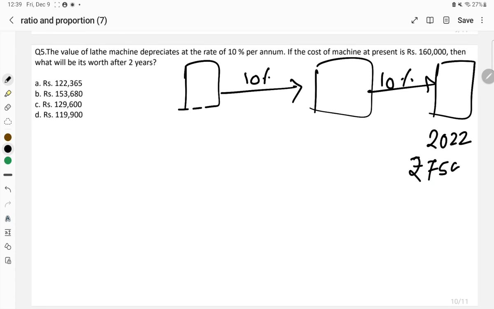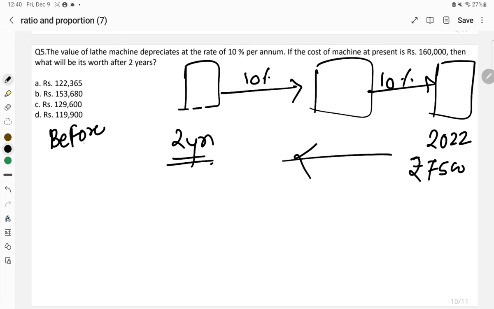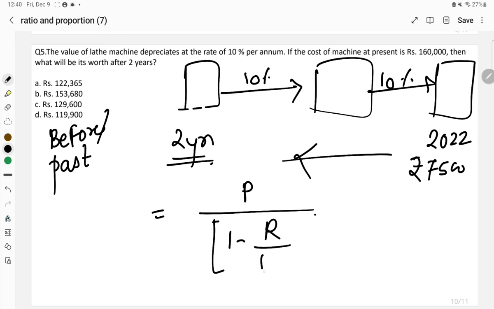What was the price before 2 years or before 3 years? So here I'm asking you to calculate the price of that particular stuff before, or in the past. For that, the formula will be P upon 1 minus R upon 100 raised to n. So what is P, ma'am? P is the price, again 7500.